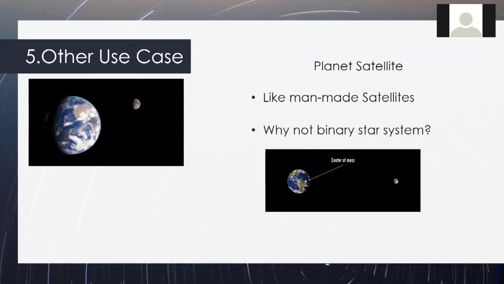So all in all, what affects whether two planets are in a binary star system is simply whether the center of mass is in space between the two planets, or in one planet itself.